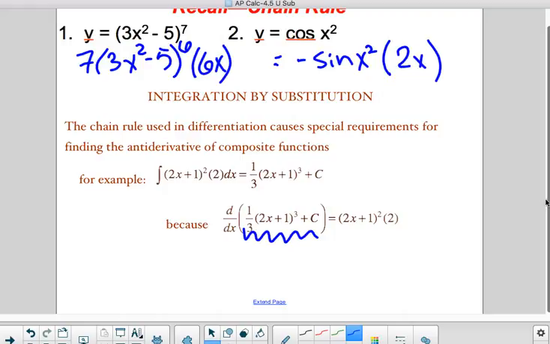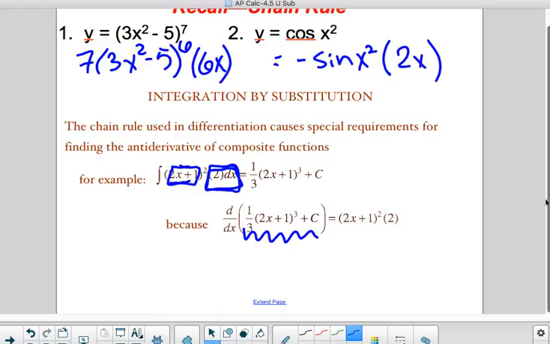If you were to go back and check this, you'd have to be able to take the derivative. When you integrate something that has an inner function, its derivative also needs to be there. Because what is the derivative of 2x? 2. So the derivative of this inner function is 2 dx, because it's just an x in there.